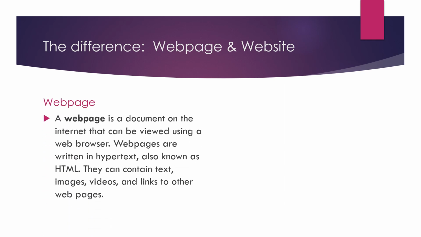A web page is generally a document on the internet that can be viewed using a browser, and web pages are written in a special language known as hypertext markup language. Hypertext means if I click on that particular text, it will result in something else. Let's say a link. If I click on a link, it results in maybe displaying something else, either a pop-up or redirecting me to a different location on the website. A web page can contain images, videos, and links to other web pages.